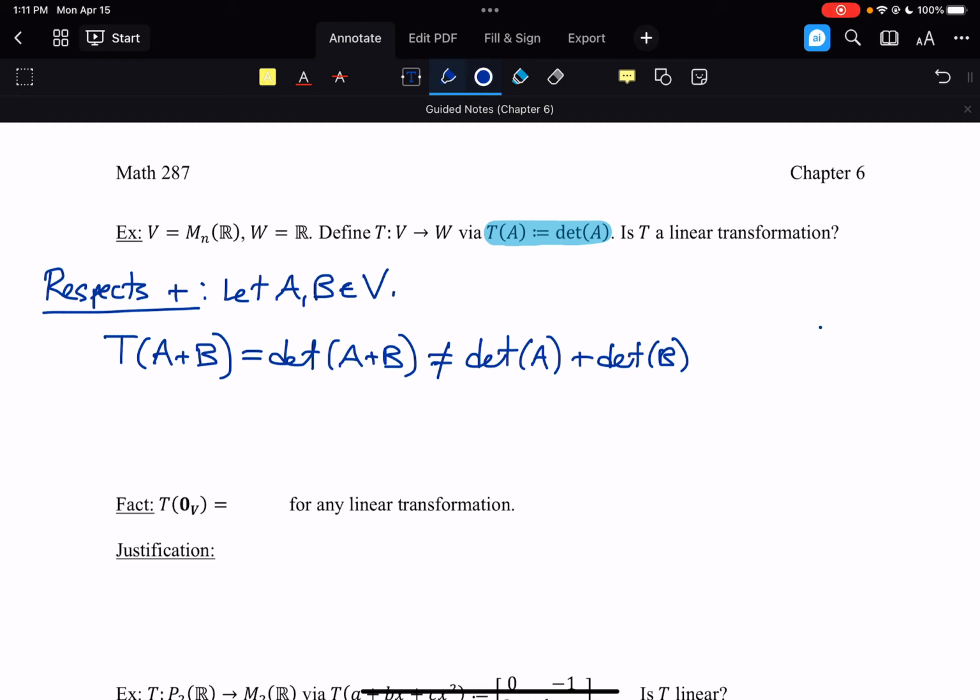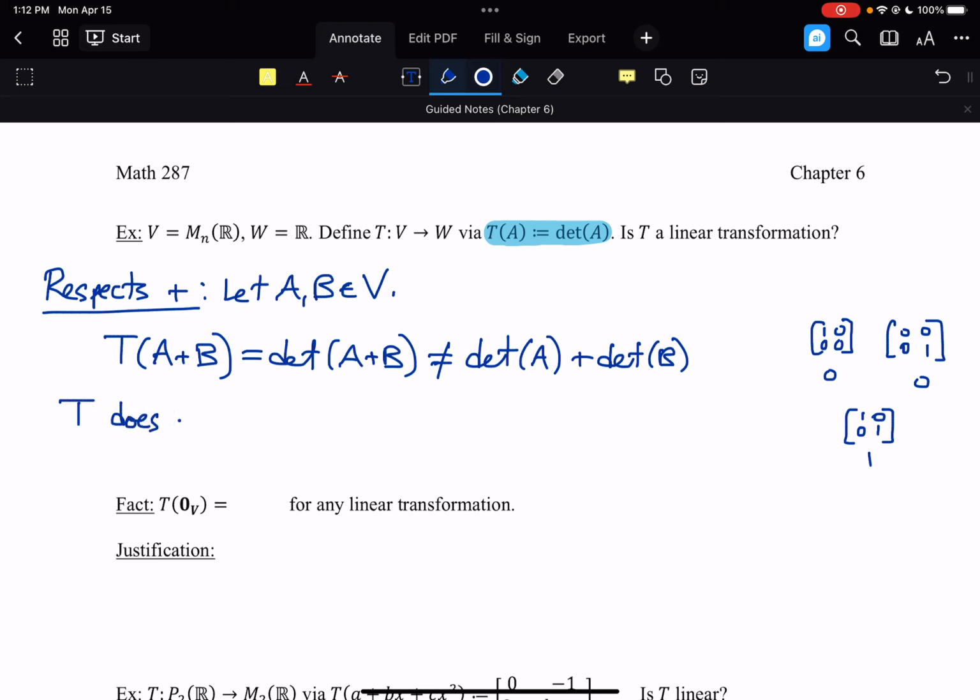If you want a quick counterexample of that, take the matrices 1, 0, 0, 0 and 0, 0, 0, 1. The determinant of A would be 0, the determinant of B is 0, but if you add the two together, the determinant of that one is 1, so not equal. But as a general rule, this is not true, meaning that we cannot split the determinants, which means we cannot get T of A plus T of B, which means that this transformation does not respect addition.